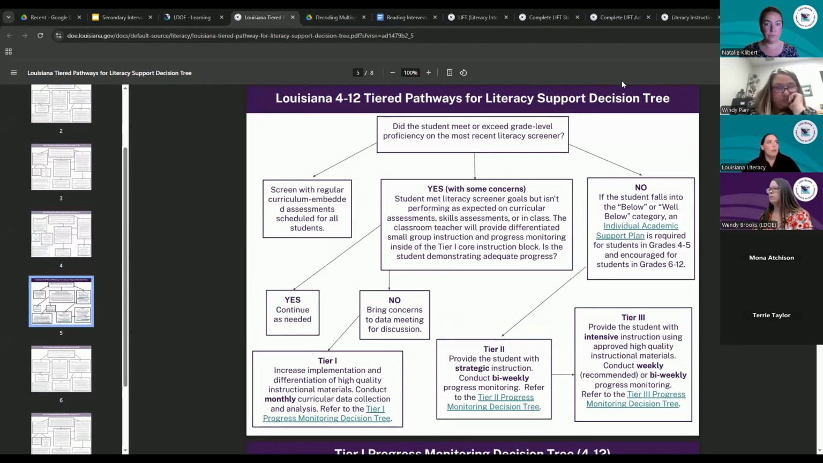So 412, this first one is just the general one to help you determine maybe where students initially might need support and which tiers. But once you get them into those tiers, you're going to have to start progress monitoring them and making decisions based on the data that you get from the progress monitoring.